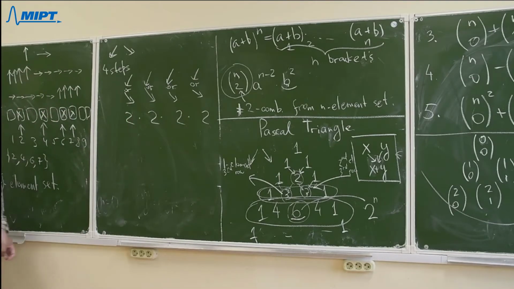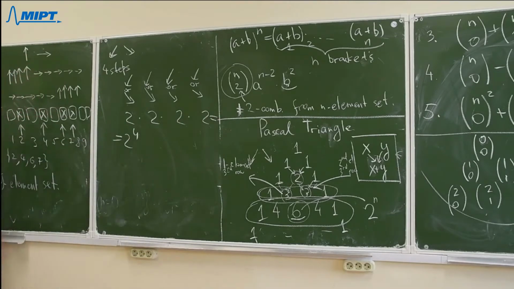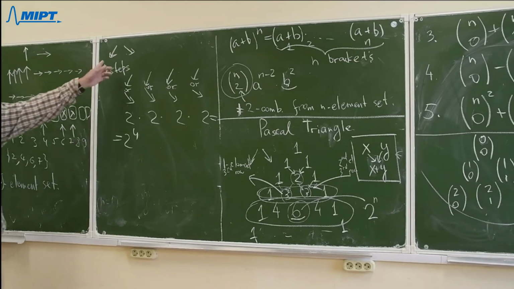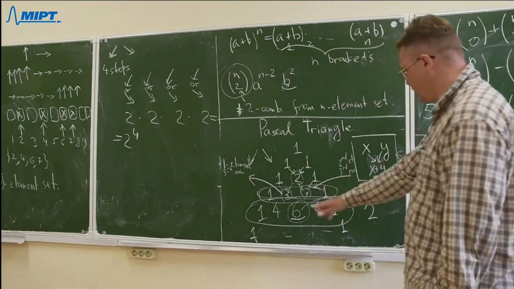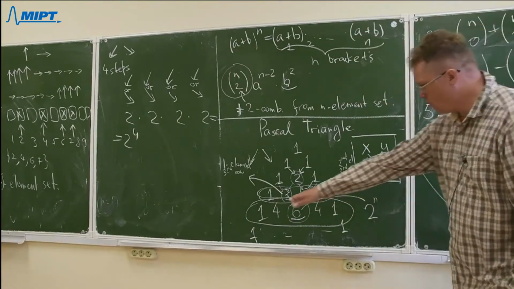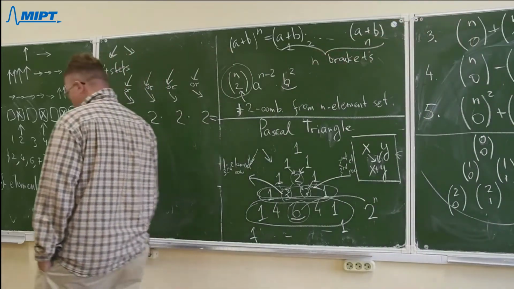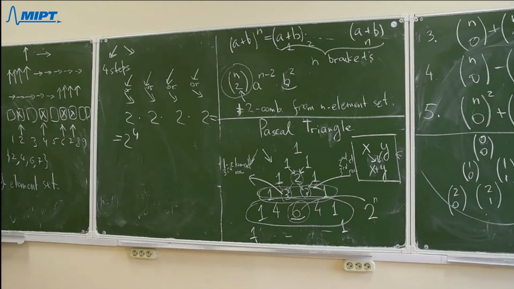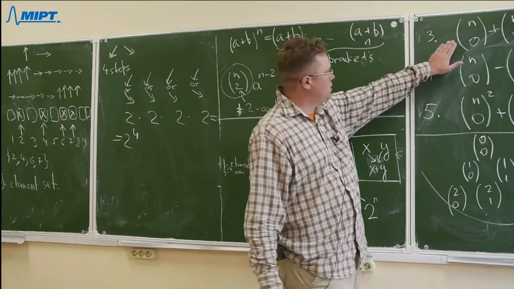Yeah, and so in total there will be exactly 2 to the power 4 possible ways of going from left to right. And the same holds for the nth row. If I take the nth row, then the number of elements in the Pascal triangle will be equal to 2 to the power n. So I just gave you another proof of this identity.